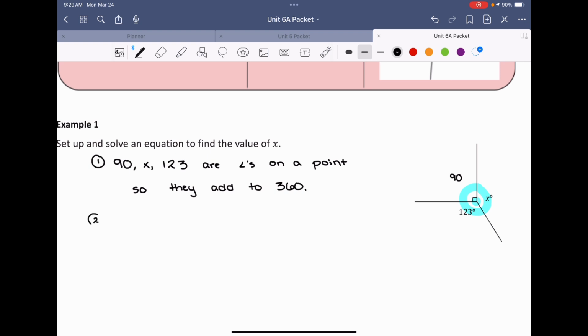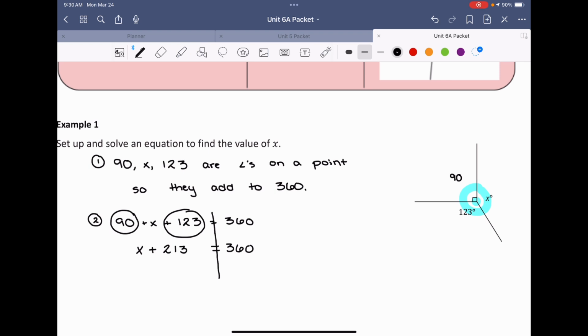Because of that sentence, I can take that and turn it into an equation. So I'm going to have 90 plus x plus 123 equals 360. I'm going to go ahead and solve my equation. So I'm going to put my line down my equal sign. Combine my like terms, so 90 plus 123. I have x plus 213 equals 360.